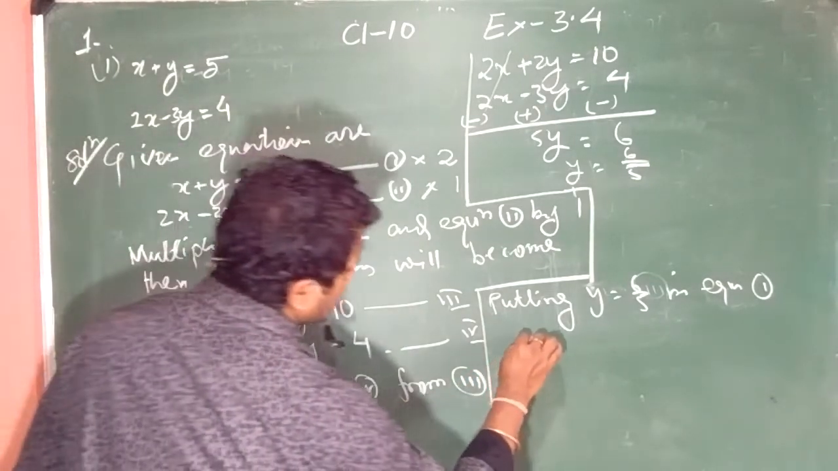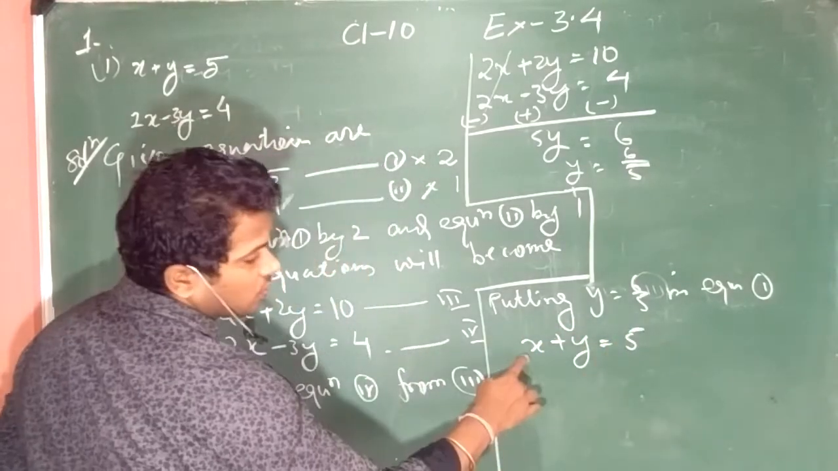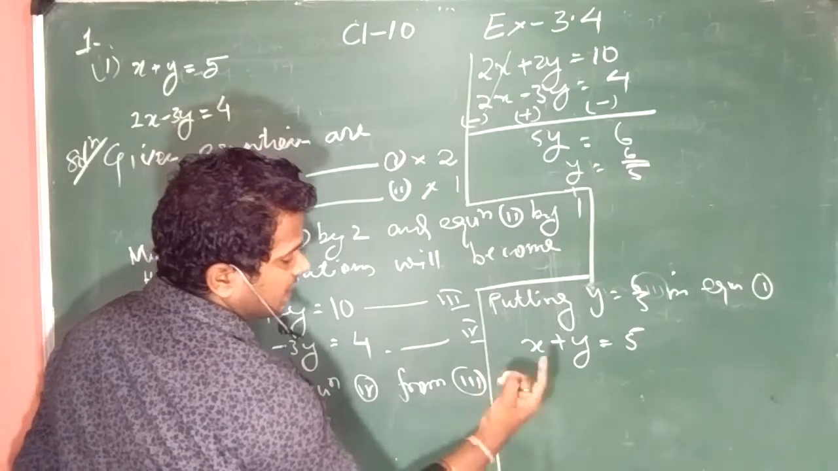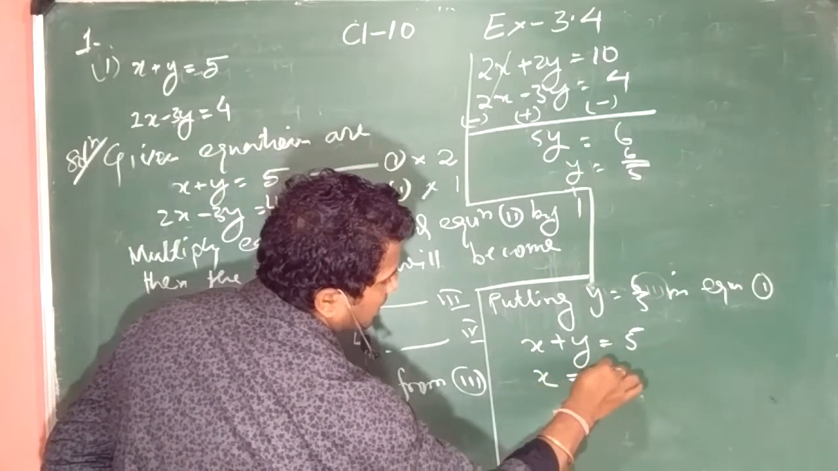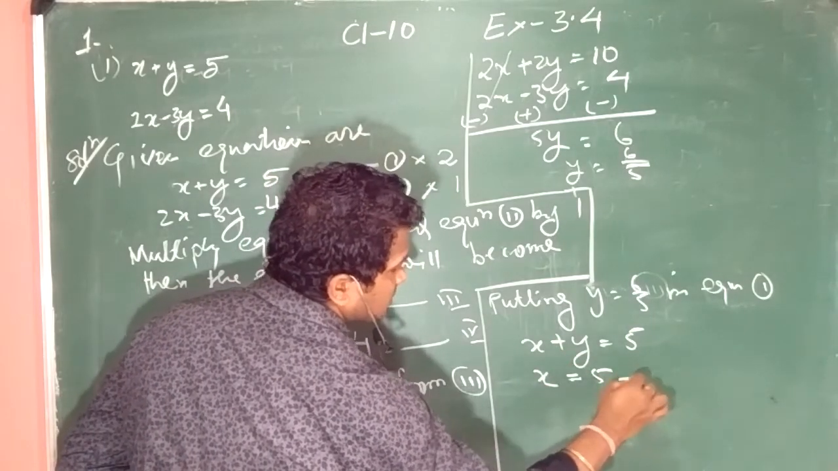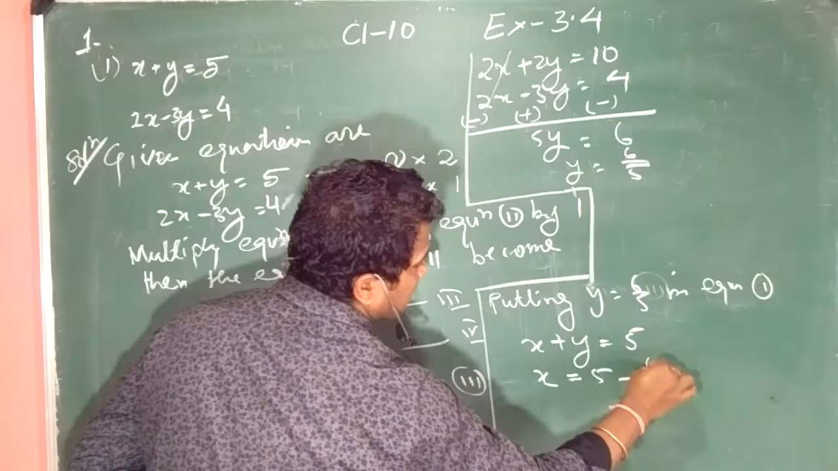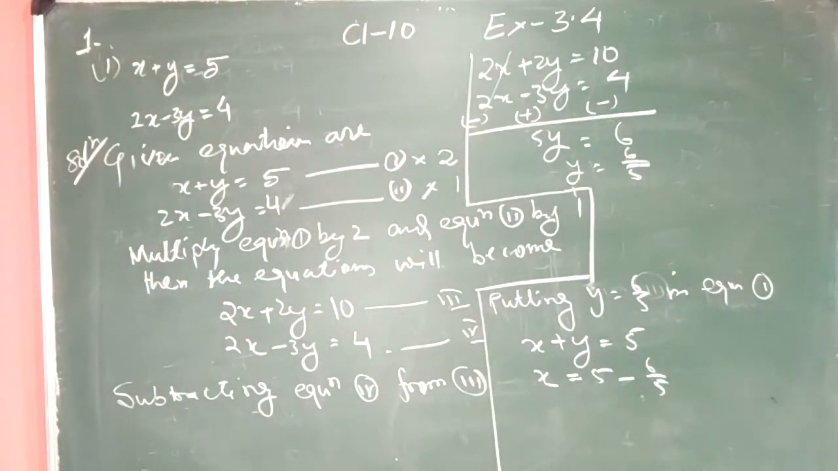So we have x plus y is equal to 5. We are searching for x, which we don't know. Then we have x is equal to 5, and we transfer y to this side, so minus. But y is how much? 6 by 5. So we write 6 by 5. I hope you can see.